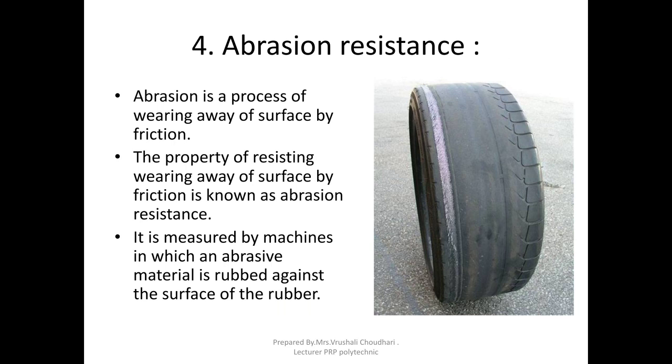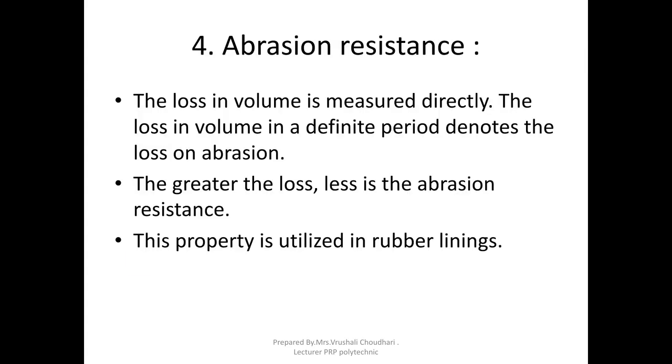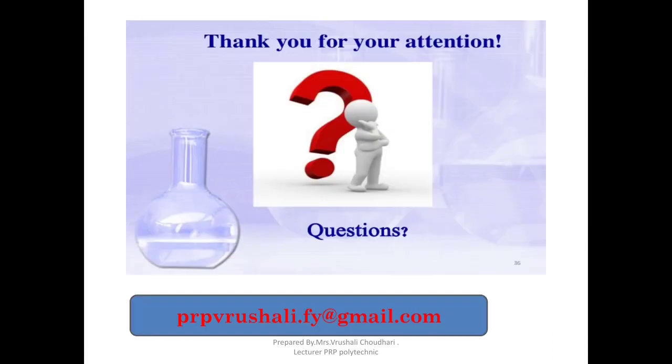It is measured by machines in which abrasive material is rubbed against the surface of the rubber. The loss in volume is measured directly. The loss in volume in a definite period denotes the loss by abrasion. This property is important because rubber is used for lining purposes.